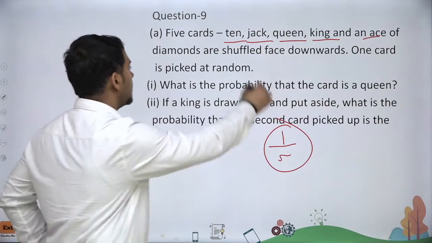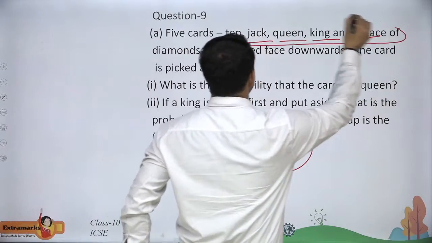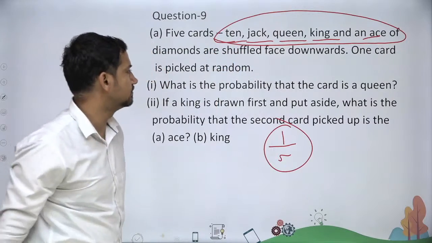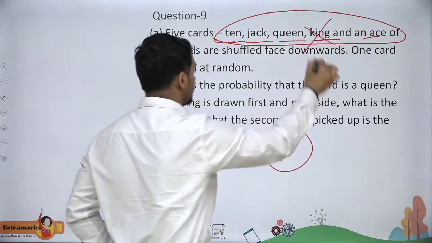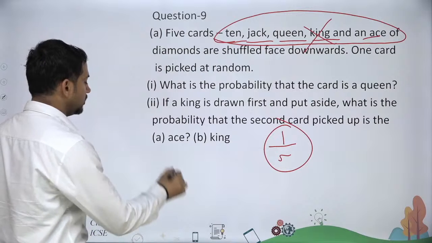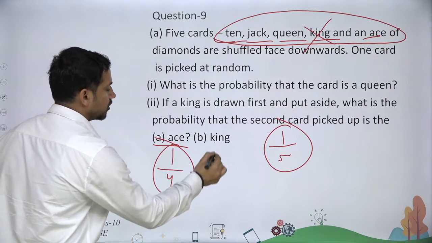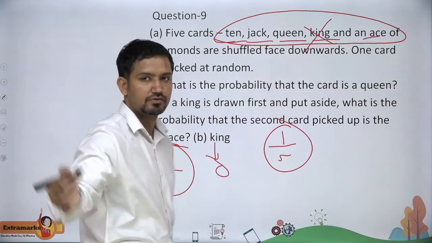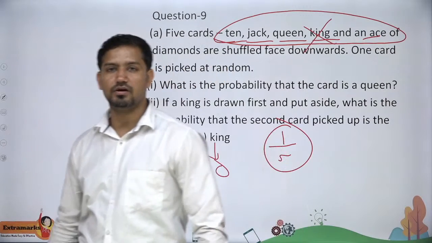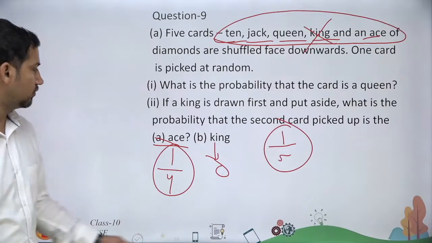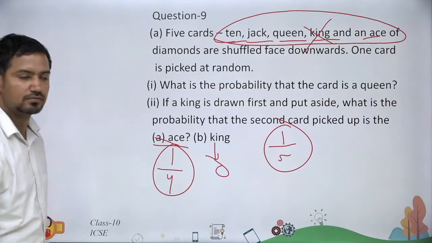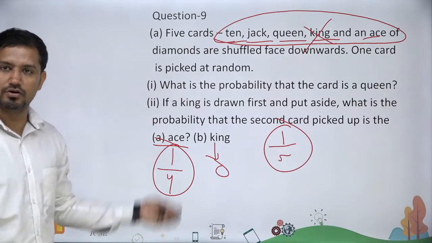First of all, see, in these 5 cards, the king is removed. Then there are only 4 cards left. What is the probability of an ace coming? 1 by 4. And what is the king probability? The king is removed, so the king probability is 0, because we know that the king is not coming.